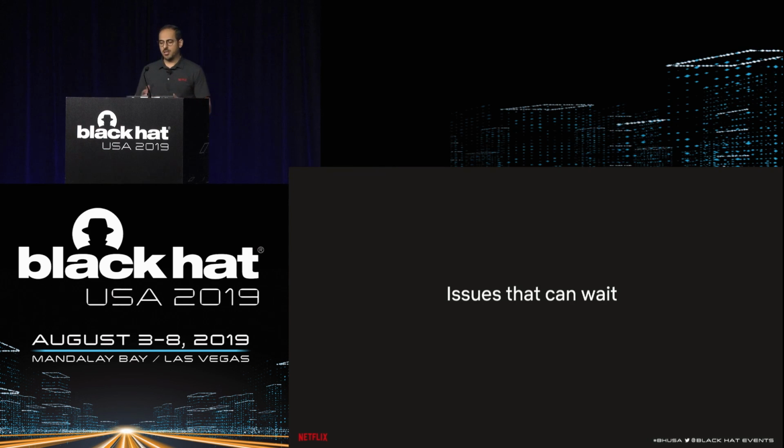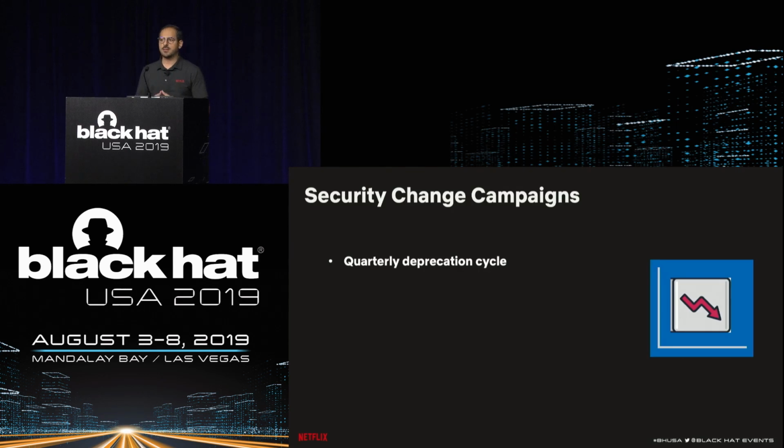Now, there are issues that we can wait on, and there are issues that we can act on immediately. The issues that we can wait on are, as I said, of insignificant risk. So how do we tackle those types of applications? Another concept we have to remediate those issues is what we call security deprecation cycles. The goal of a deprecation cycle is to have all the microservices at Netflix rebuilt and redeployed with the latest version artifact every 90 days.